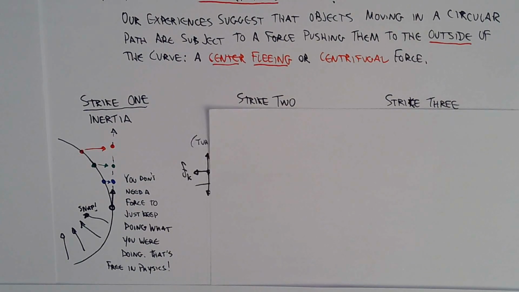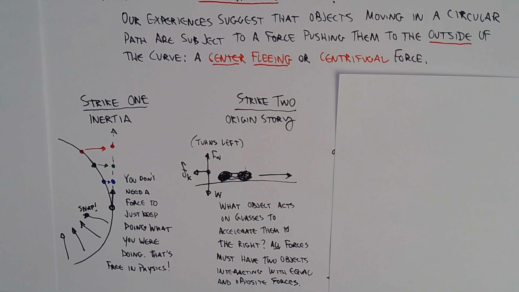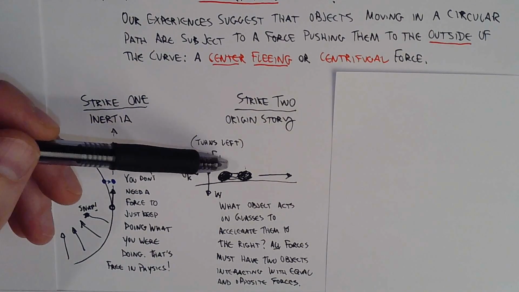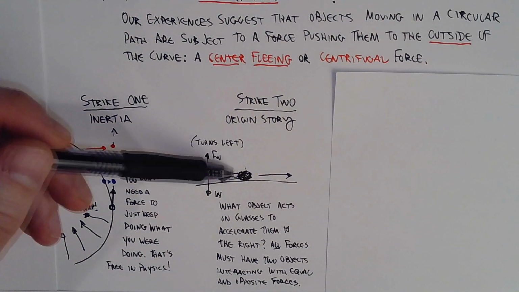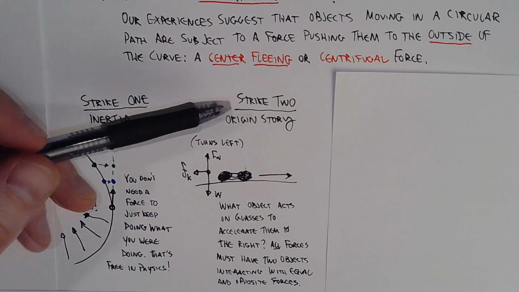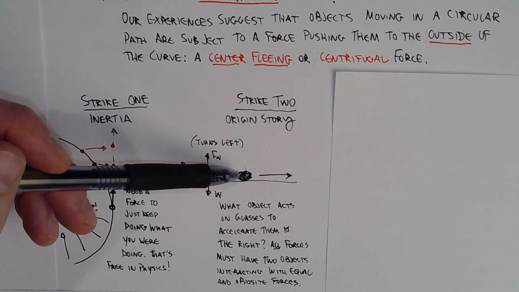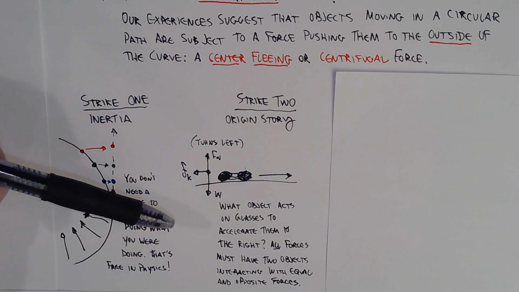Second strike is the idea of looking at the physics closely. If you want to make the argument that there is a force pushing these glasses to the right when you turn your car to the left, you're allowed to do that. But what's the origin story, as I like to say? What is the cause of this motion to the right?